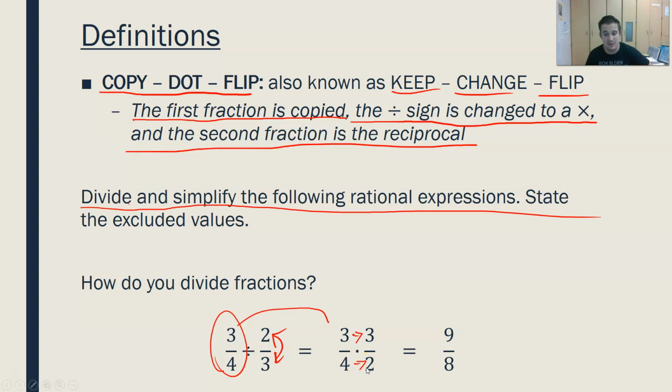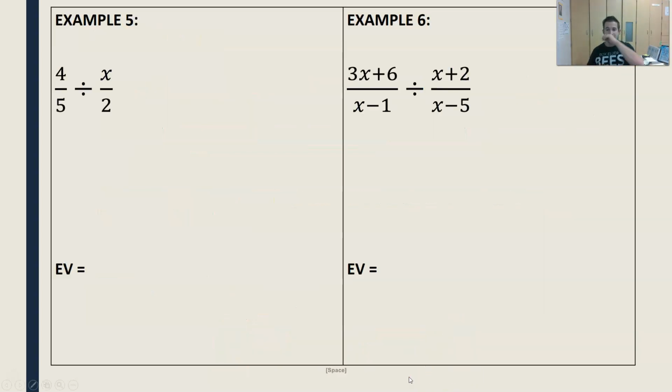Now I'm doing the exact same thing I was before. 3 times 3 is 9. 4 times 2 is 8. My final answer is 9/8. Okay, so you can imagine the process is going to be very similar with our expressions. So here I have the problem 4/5 divided by x over 2. When I rewrite that, if I do copy dot flip, I'm going to copy 4/5, dot, and then flip this second fraction so it reads 2 over x.